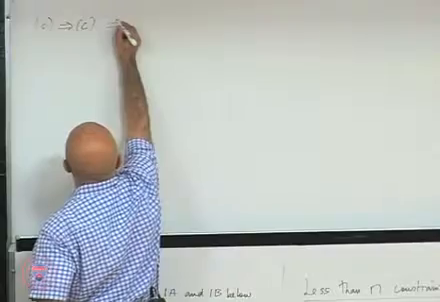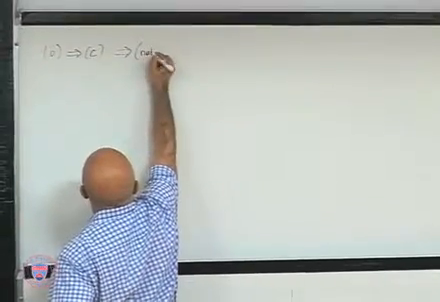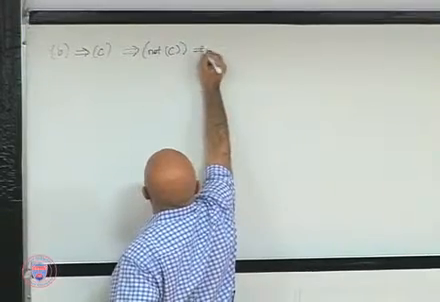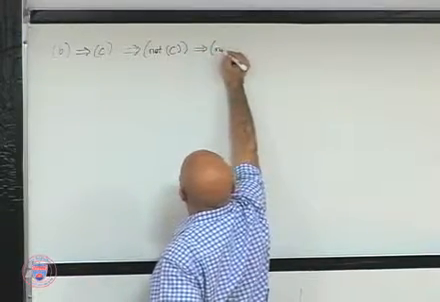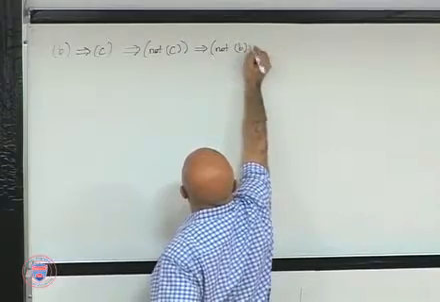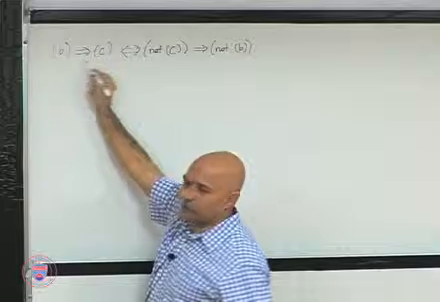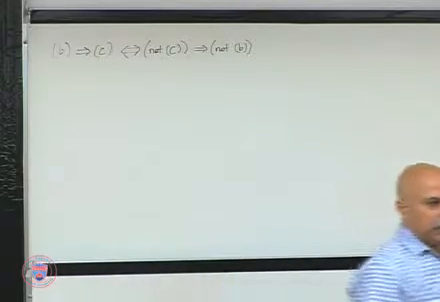Well, let me work out a proof using the negation of C implying the negation of B. If you prove this, this is equivalent to B implying C, okay? They are the same.